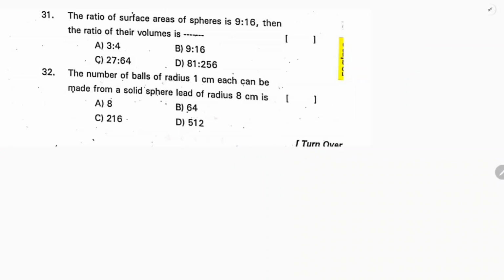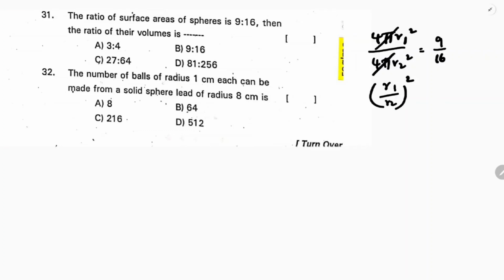The ratio of surface areas of spheres is 9:16. Then find the ratio of their volumes. Surface area of a sphere is 4πr1² by 4πr2², which is 9/16. 4π cancels. So (r1/r2)² is 9/16. So r1/r2 is root 9/16, which is nothing but 3/4.